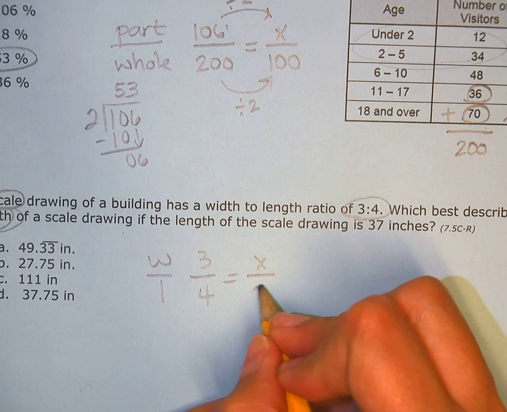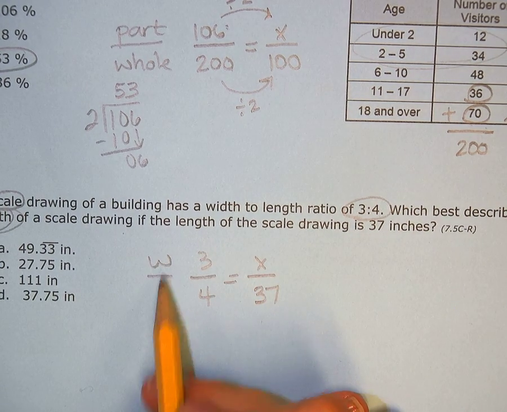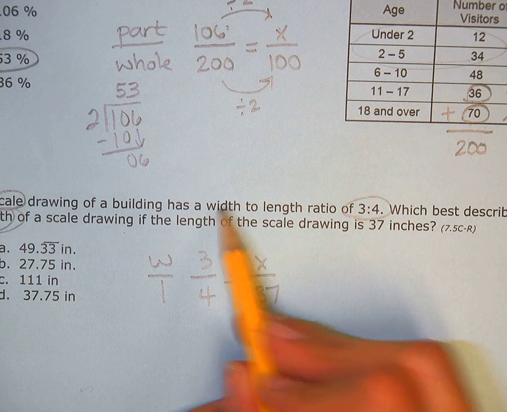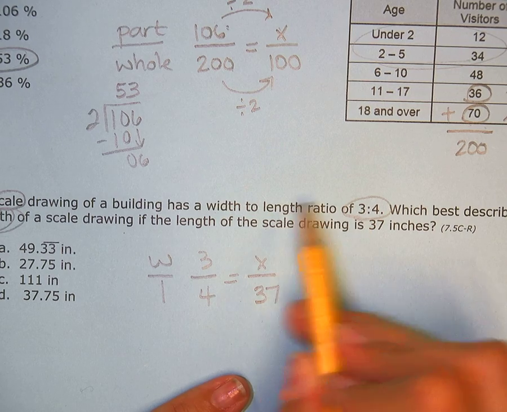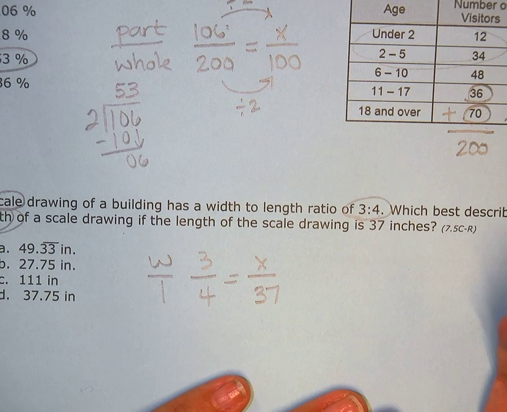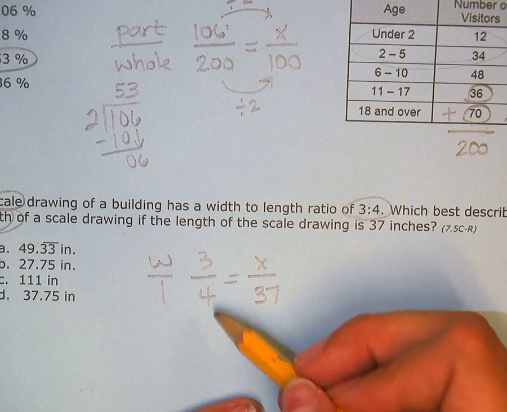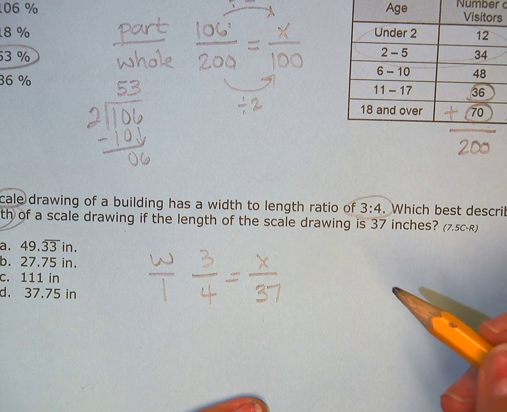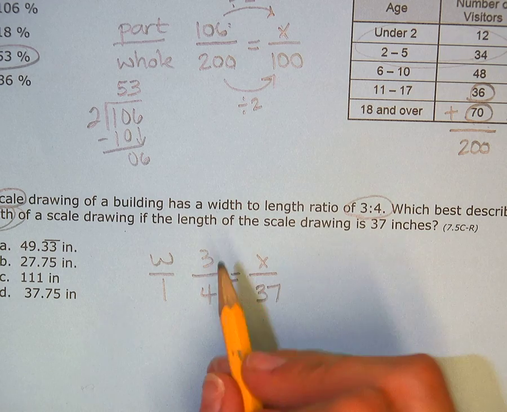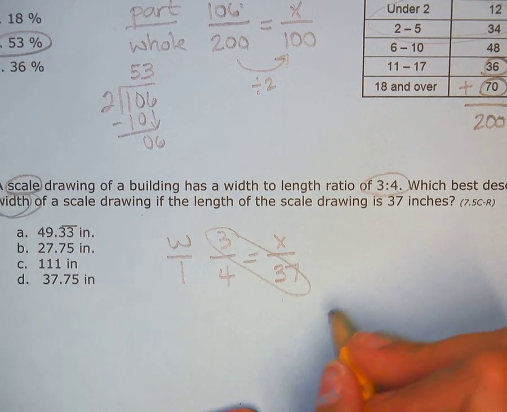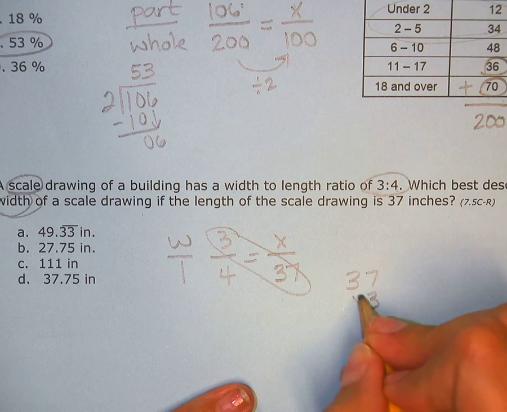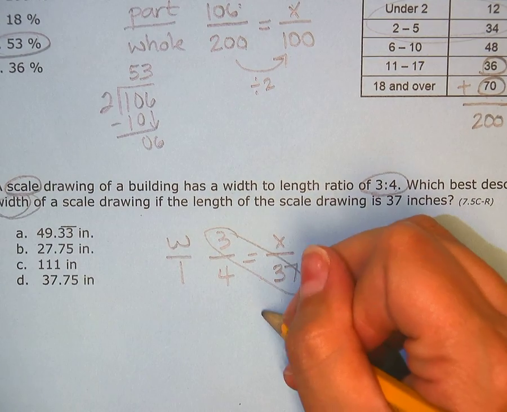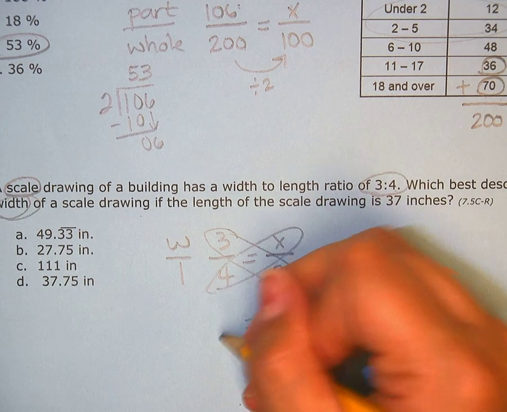37. So I have my words of width and length. Width is the word that comes out first, so that 3 belongs to that. Length is 4. I've got my proportions set. Now at this point, I can simplify. Ooh, I don't see a way to simplify. I guess I just have to multiply. Okay. 3 times 37 is 111, equal to 4x.